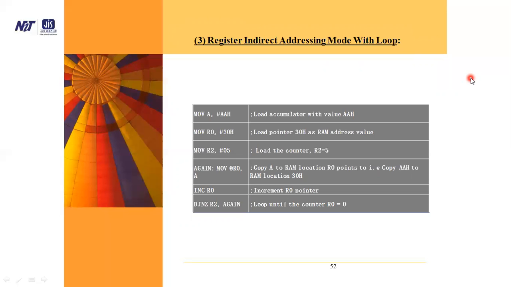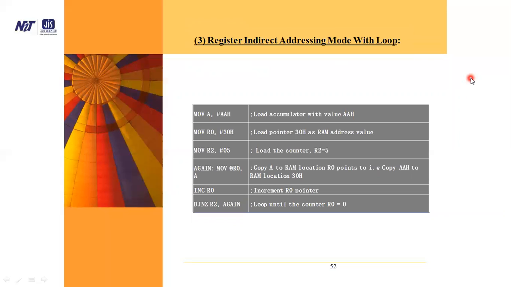Again MOV @R0, A. Copy A to the RAM location R0 points to, that is, copy AAH to RAM location 30H. INC R0, increment the R0 pointer. DJNZ R2. Loop again until counter R2 equals 0.